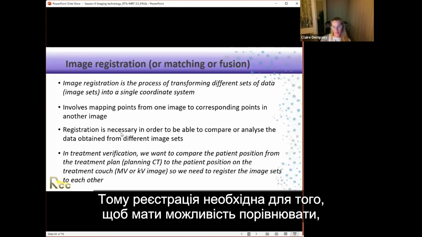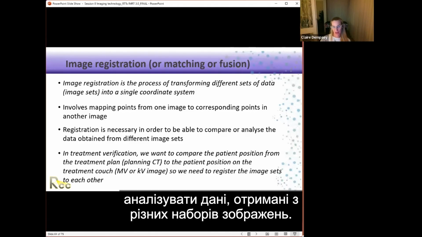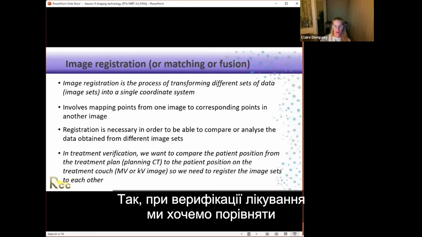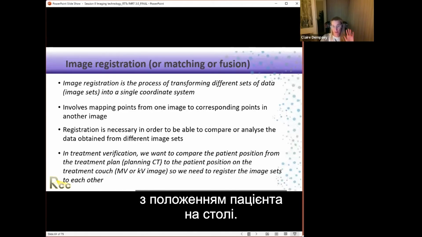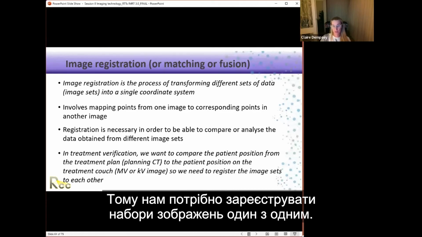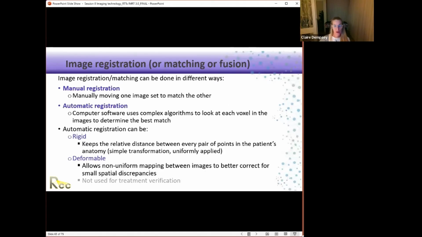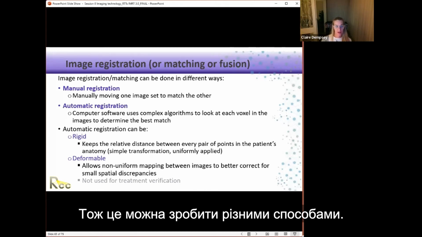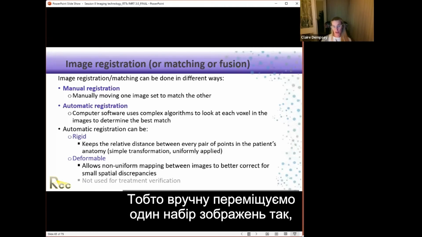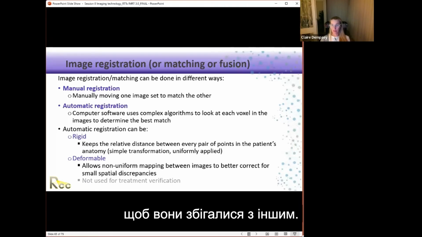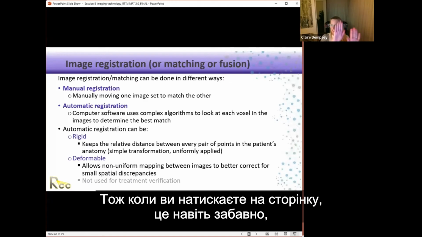Registration is necessary in order to be able to compare or analyze the data obtained from different image sets. So in treatment verification, we want to compare the patient position from the treatment plan, our planning CT, to the patient position on the treatment couch. So we need to register the image sets to each other. So this can be done in different ways. So there's manual registration. So manually moving one image set to match the other. So where you click on the page and, you know, it's kind of fun, actually, kind of like snapping them together.